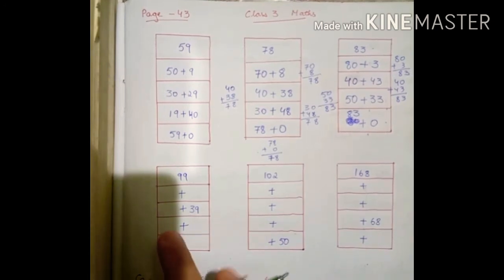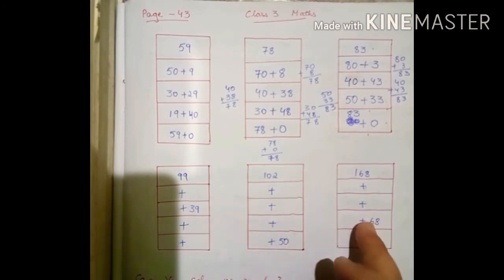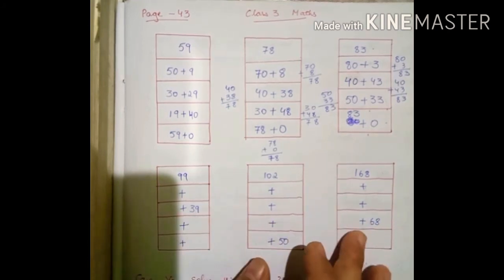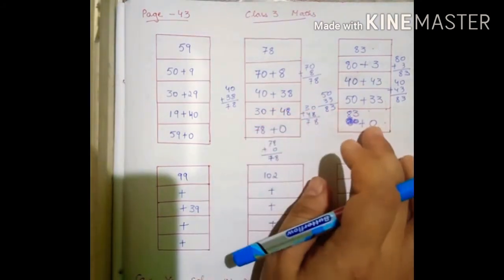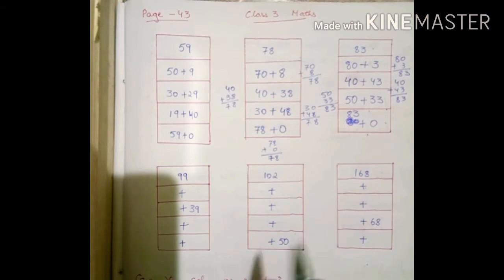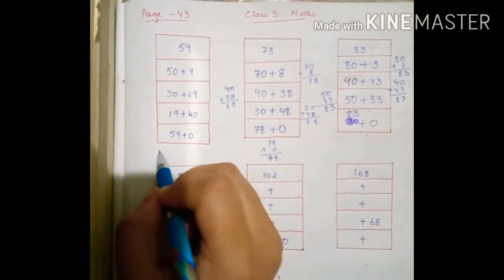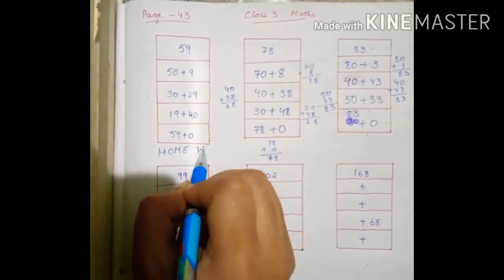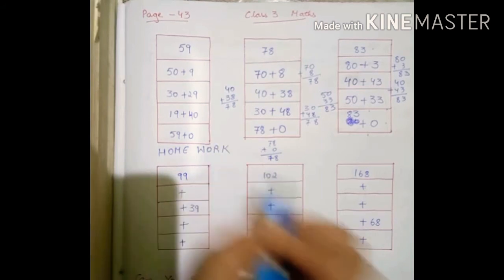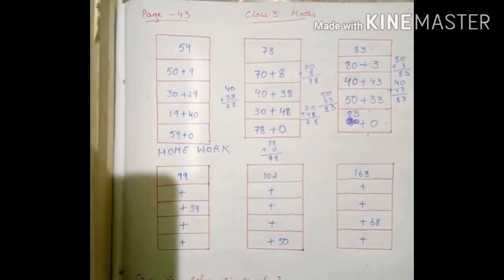There are another 3 tables like this. If you see in your textbook, please solve them as your homework. I hope it's clear now that I've explained it to you. Try to solve these 3 questions again as your homework. These 3 questions will be homework.